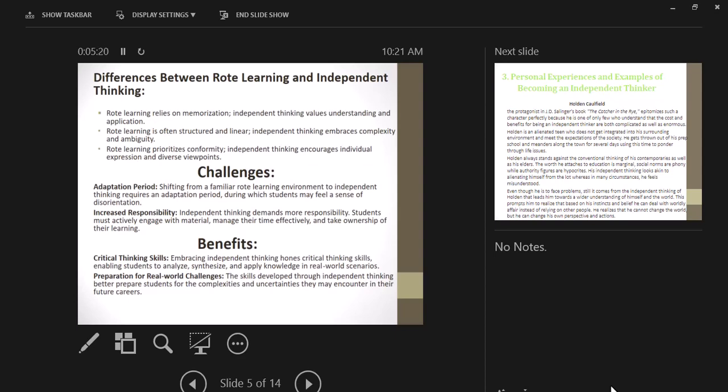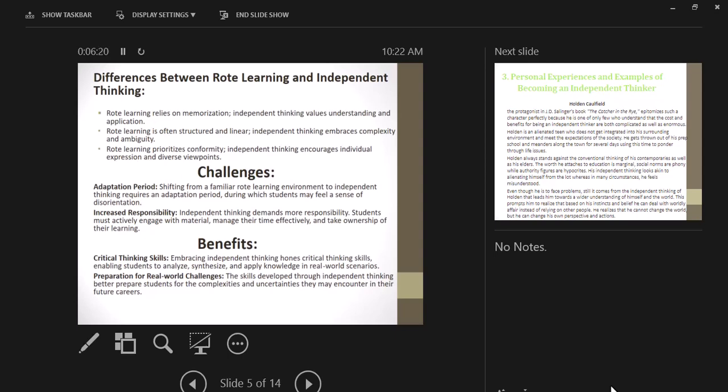When we look at the difference between rule learning and independent thinking, rule learning, as I said, relies on memorization, whereas independent learning places value on understanding and its application. The second is that rule learning is often structured and linear, whereas independent learning embraces complexity and ambiguity. On the third, rule learning promotes conformity. Conformity means we accept information at hand rather than finding different viewpoints. But independent thinking encourages individuals to express diverse viewpoints.